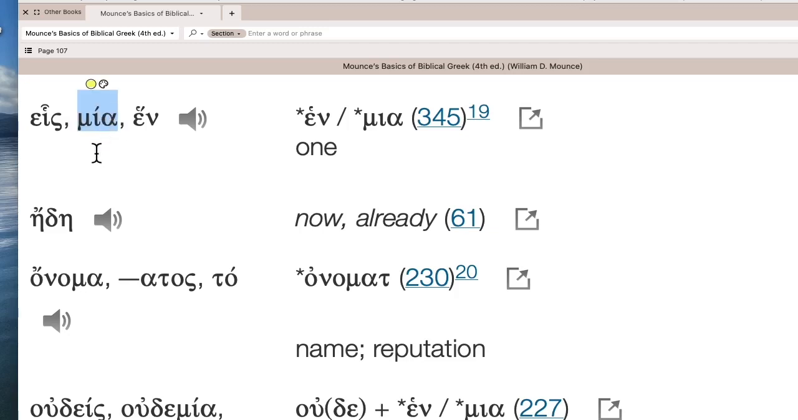Mia, notice it's from a completely different root, for the feminine, mia. And then hen for the neuter. Notice heis and hen both have a rough breathing, and they are third declension, whereas mia is a feminine first declension. So it's a 3-1-3 adjective.